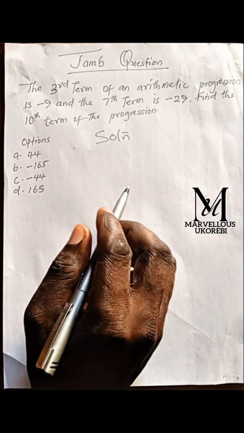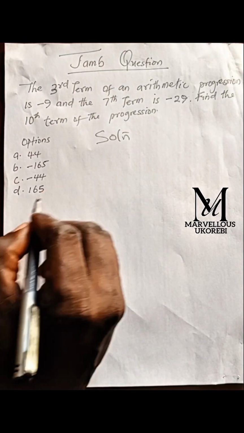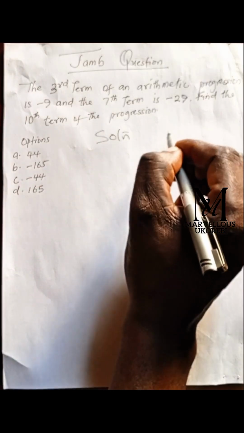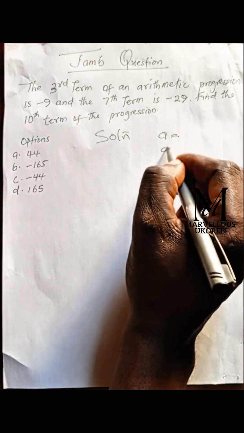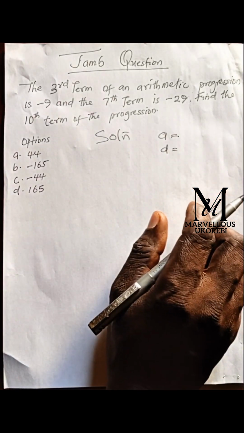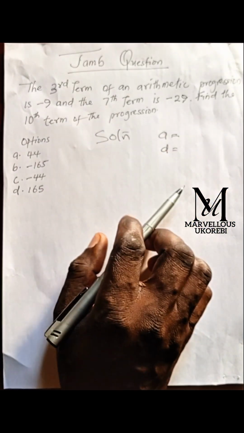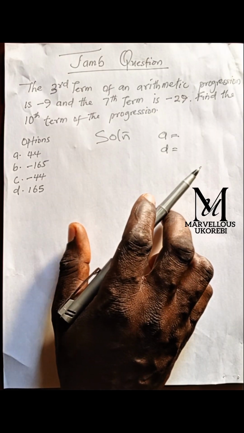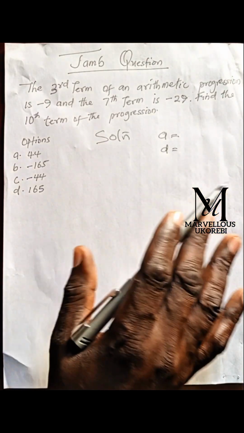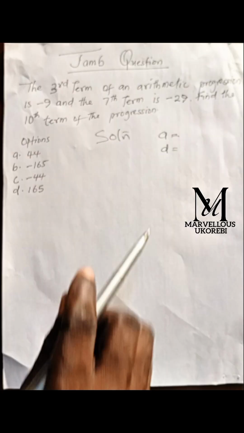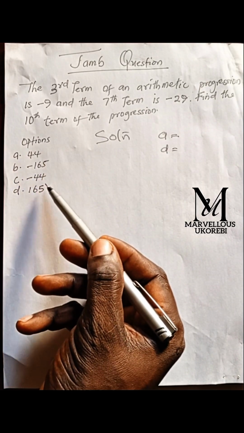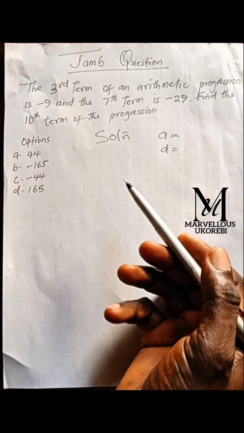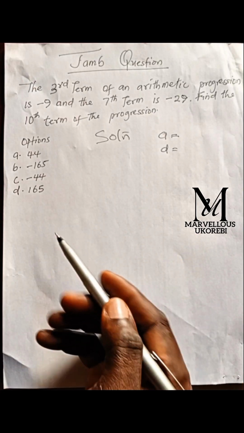in finding any term of an arithmetic progression, you need to consider certain things like a, which is the first term, and d, which is the common difference. And that is not given here. So the first thing we are going to do is solve to get the common difference and the first term. And we are given these options A, B, C, and D. So let's solve it to see what we can get.